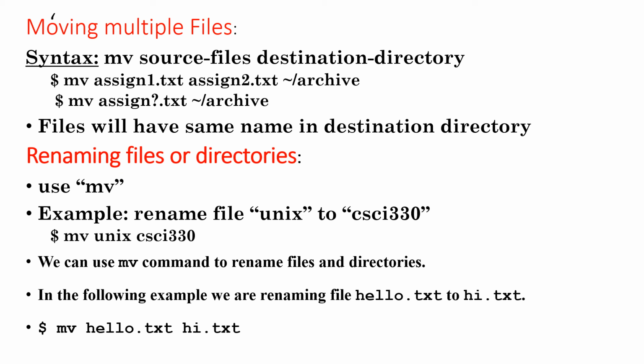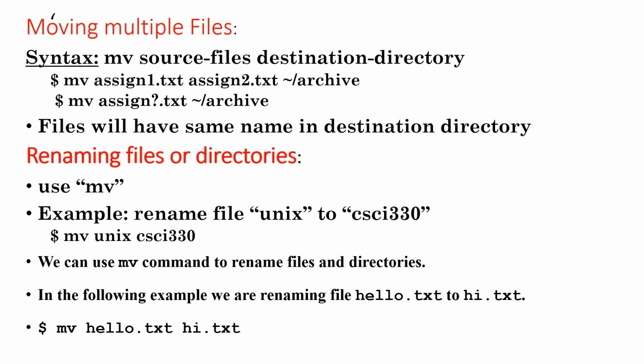Next one, renaming files or directories. Use the mv command once again for renaming files or directories. Example, rename file Unix to CSCI330: mv Unix CSCI330. That renames Unix to the file name CSCI330. We can use the mv command to rename files or directories.